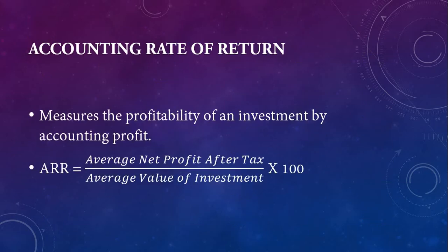Now let's discuss accounting rate of return. So it measures the profitability of an investment by accounting profit. So basically, what is rate of return? Rate of return is the percentage term through which the company is able to get return on its investment. Basically, it tells at what rate of percentage the company is getting return on its investment. So the formula is the average net profit after tax divided by average value of investment multiplied by 100.